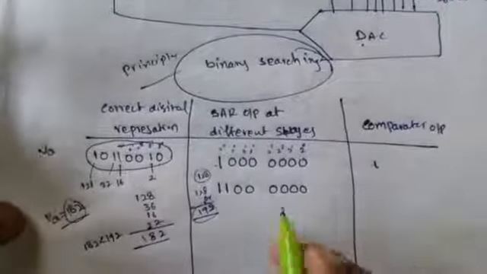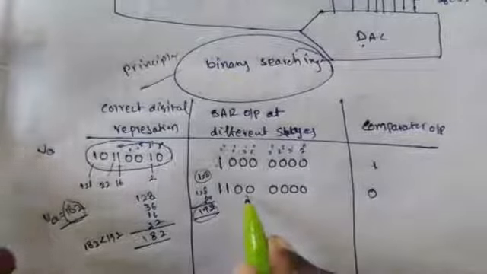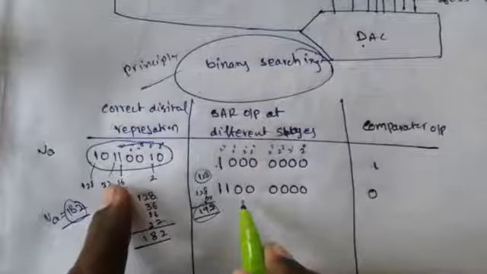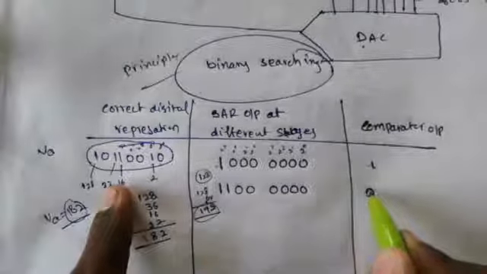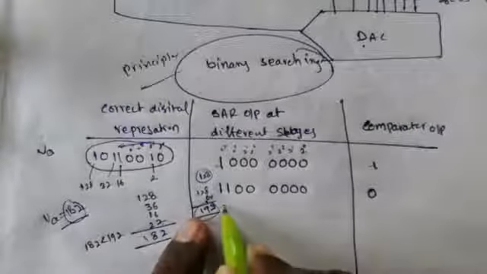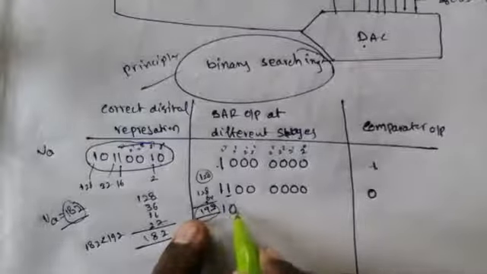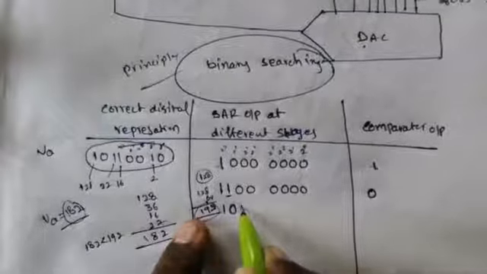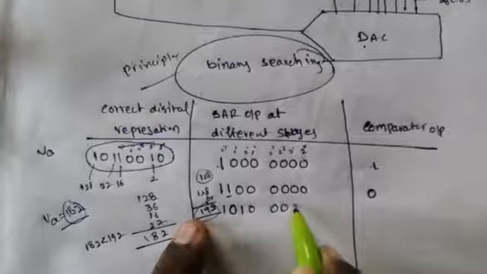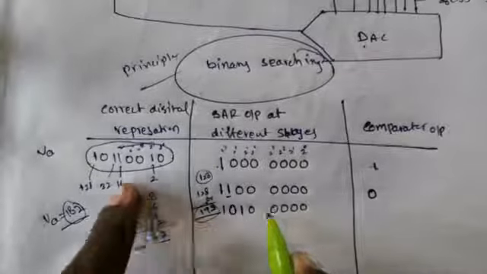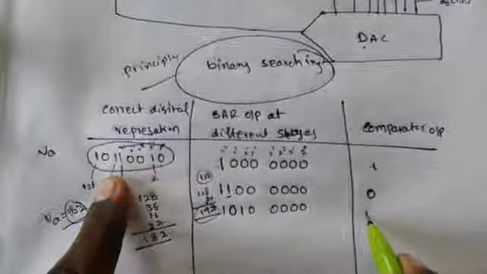Whenever the comparator receives 0, with the reference voltage greater than our original input, that corresponding bit is made 0 and the next bit will be high. Then the remaining bits are all zeros. Now it will be compared with the input, it will be matched, then the comparator output is 1.